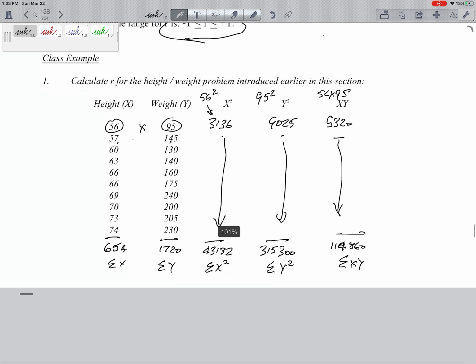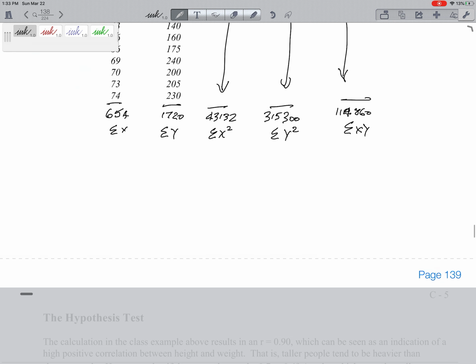All right, let's calculate now R using these particular values. So R is equal to the sum of the x's times the sum of the y's minus, no, it's not. That's what happens when you haven't done this for a while. Okay, let's try that again. All right, so the formula here, here we go.